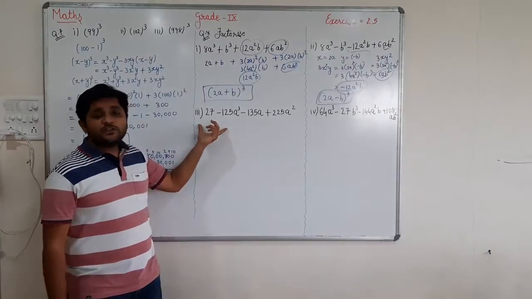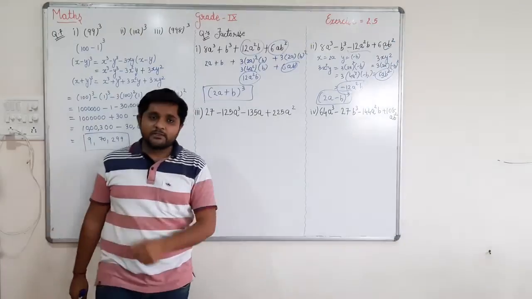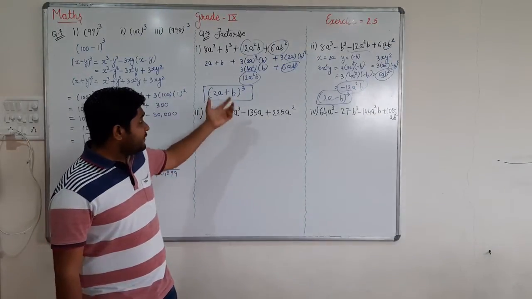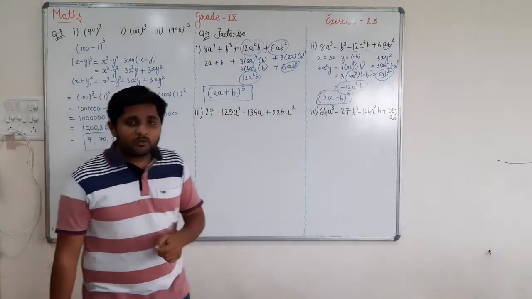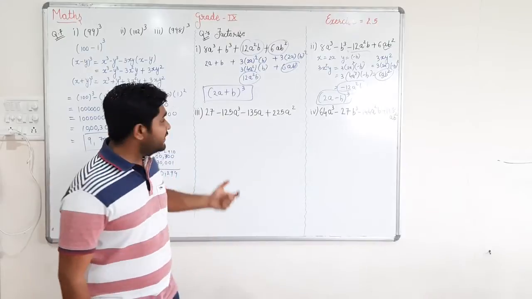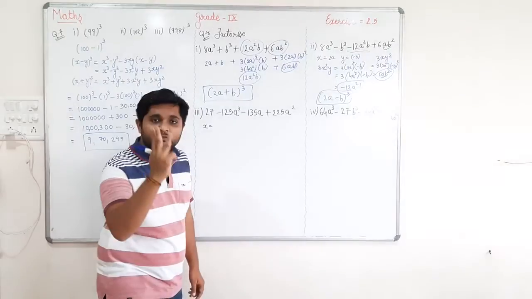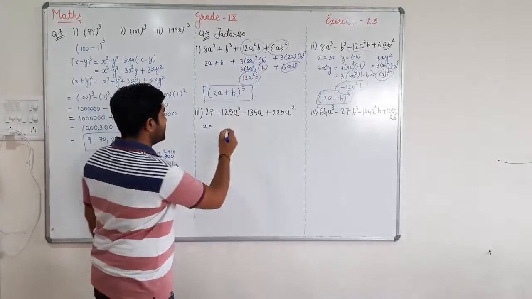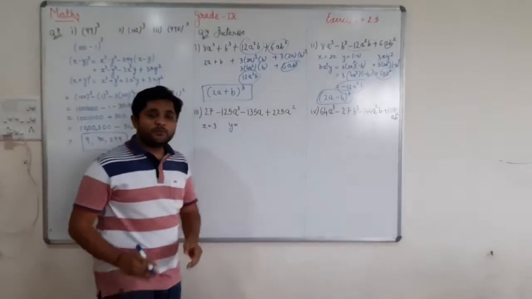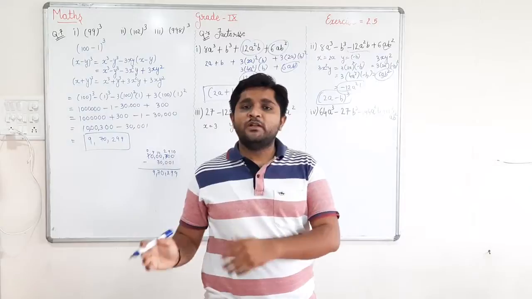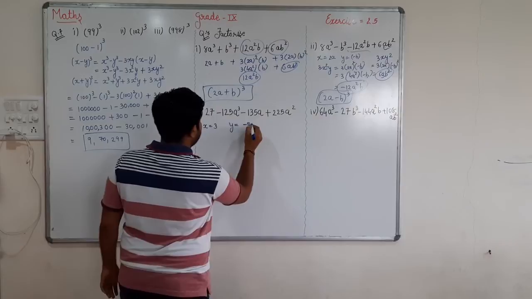Now friends, question number 3, 27 minus 125a cube minus 135a plus 225a square. So we can say that it is the expanded form of x minus y cube. Here our x and y. So our x is 27, a cube of 3. 3 3s are 9, 9 3s are 27. So our x will be 3 and our y is equal to here 125. 5 5s are 25, 25 5s are 125. So y will be 5. But here minus sign is there. So our y will be minus 5a.